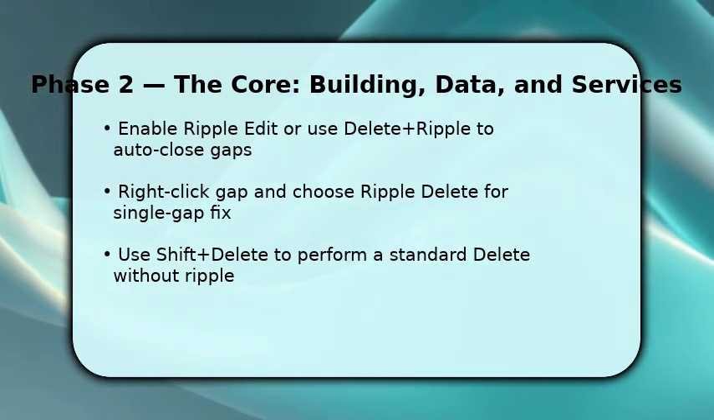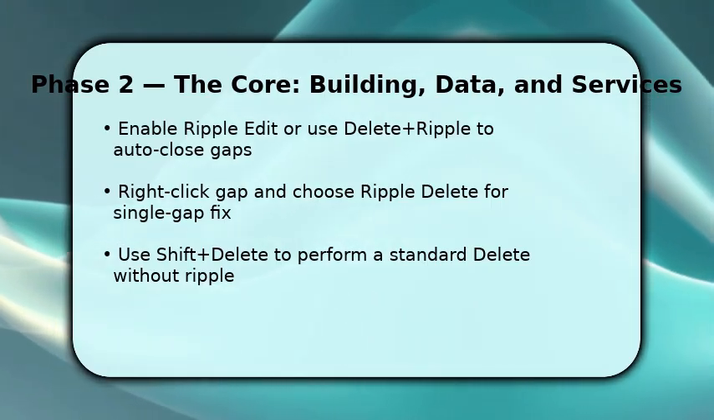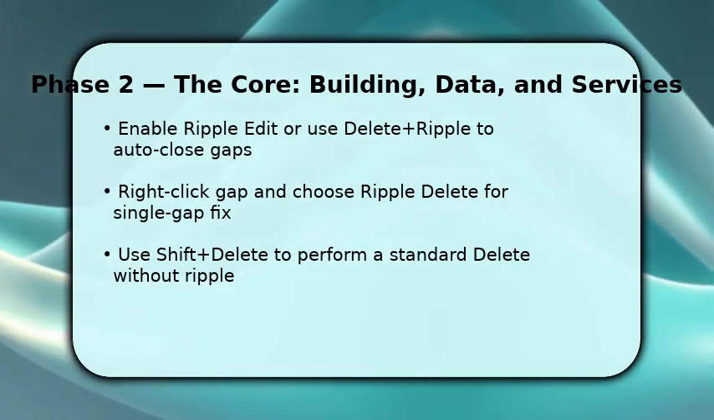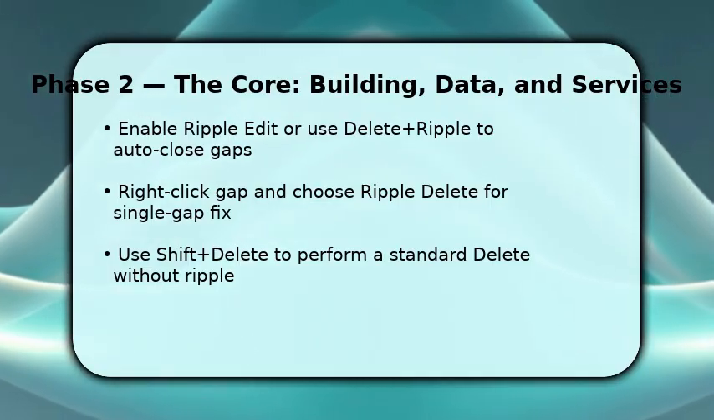If you prefer keyboard speed, select the gap and press Delete when Ripple is active. Make sure only intended tracks are targeted so you don't unintentionally collapse markers or essential silent subclips.